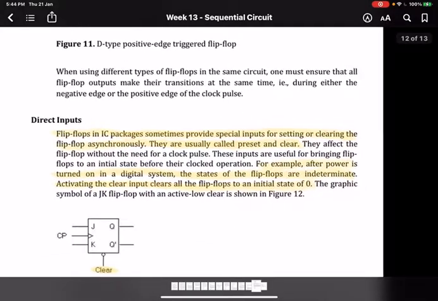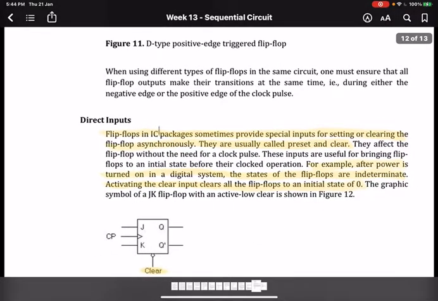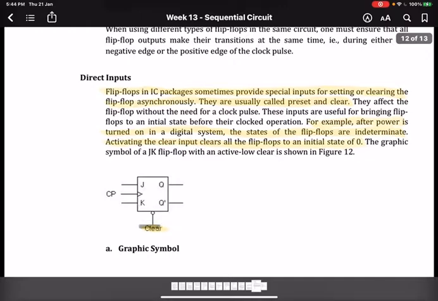Direct inputs. Flip-flops in integrated circuit packages sometimes provide special inputs for clearing the flip-flops asynchronously. So, example nito is after the power is turned on the digital system, the states of the flip-flops are indeterminate. Ibig sabihin unstable. So, merong parts doon na pwede mong i-activate, yung parang reset or clear. So pag na-activate yun, mawawala yung instability niya, and it will return to the zero state.